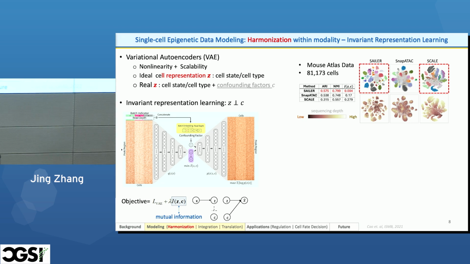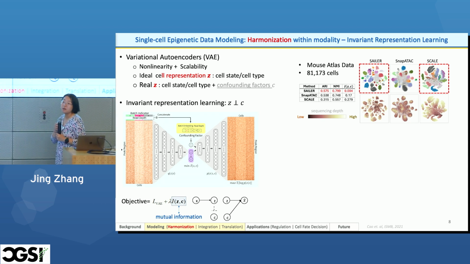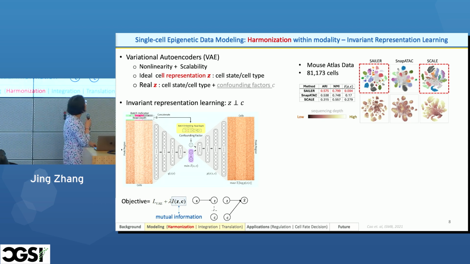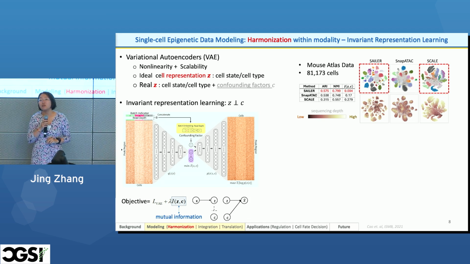So you will see in our method, within each cluster, these highly and lowly sequenced cells were harmonized relatively equally as compared to the vanilla version of variational autoencoders. And that's all because we made a tiny modification in the objective function.